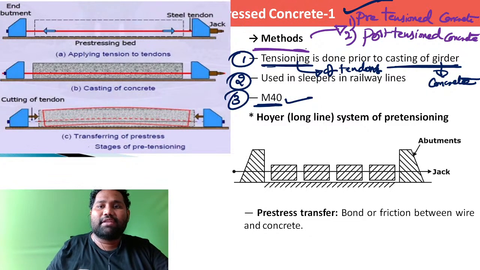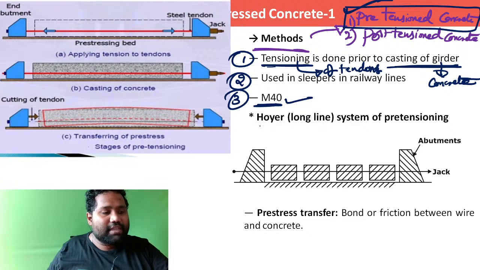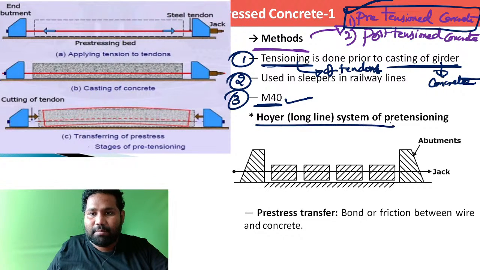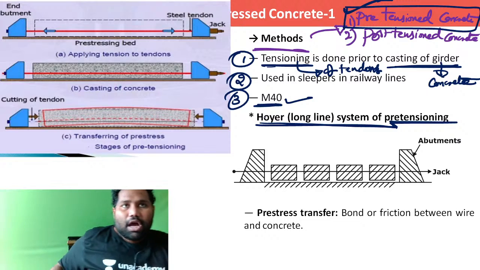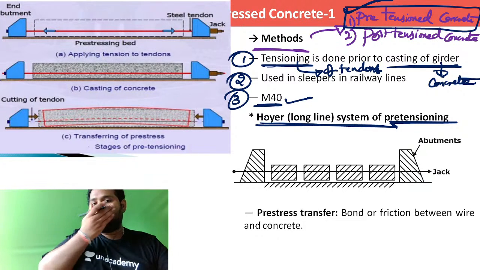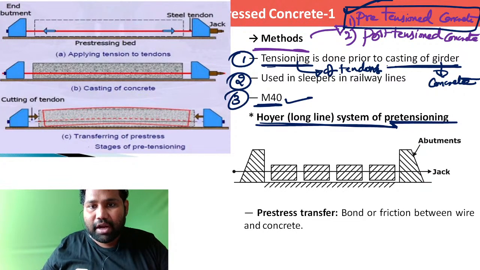So what is the method that we will employ for manufacturing of these pre-tensioned concrete elements? For the manufacturing of these elements, there is a system called the Hoyer long line system of pre-tensioned concrete. Using this system, we are able to manufacture a large number of sleepers at a time. All the sleepers manufactured for Indian Railways are mostly made by this pre-tensioned concrete only.